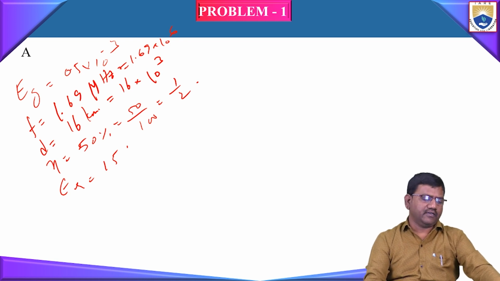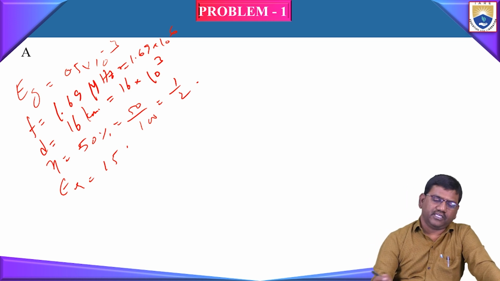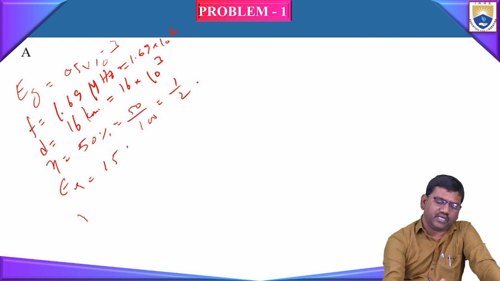Based upon the data, we first need to find the value of the electric field strength. Here the frequency is 1.69 into 10 power 6, so we are going to find the lambda value.